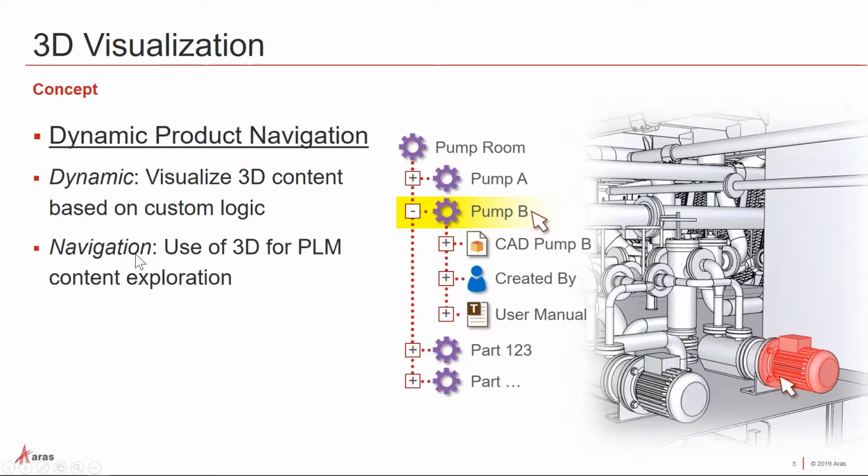The second component is navigation. So when I'm looking at a 3D view, for example, I may not know what this pump is, what its model number is, or its name, or anything about it. And I may not care, but what I may want is to get information related to it. So when I click on it, I want to be able to show related information that we have stored in the PLM system. Okay, so those are the two components why we call this dynamic product navigation.